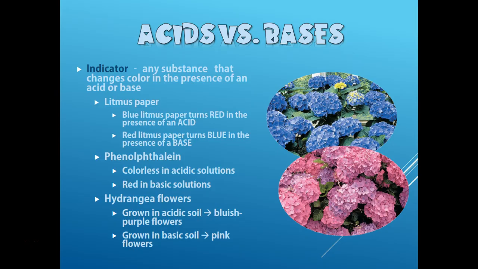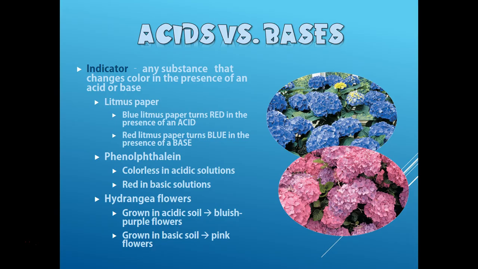So if you grow hydrangeas in acidic soil, they'll end up producing these bluish-purple flowers. However, if they're grown in a basic soil, which is a lot of what we have around here with the clays and things like that, they end up being pink. So all my hydrangeas at home happen to be pink because there's lots of clay in my soil at home, and so that tells me that my soil is very basic.